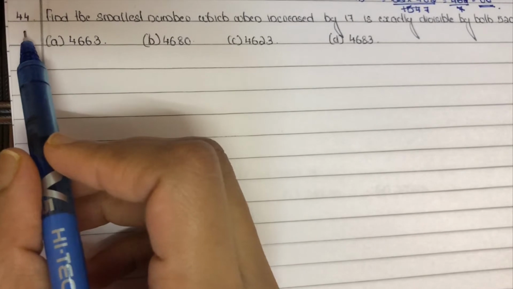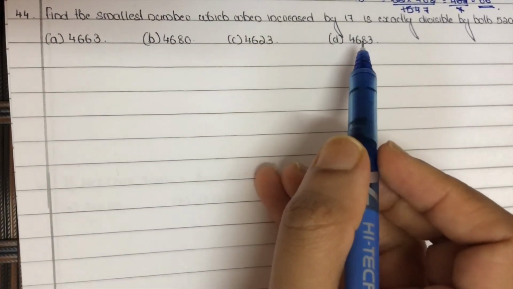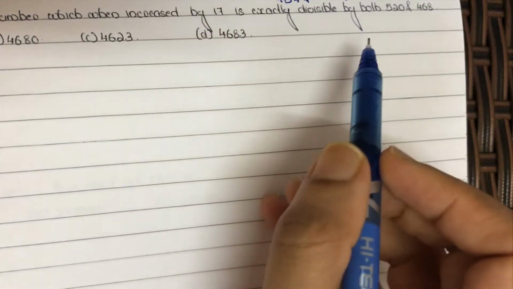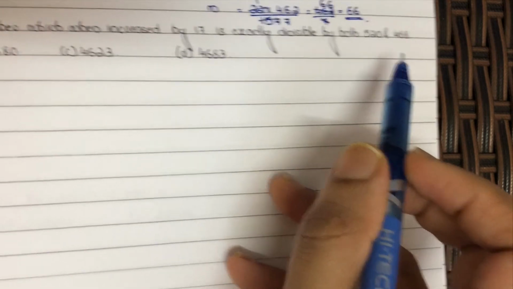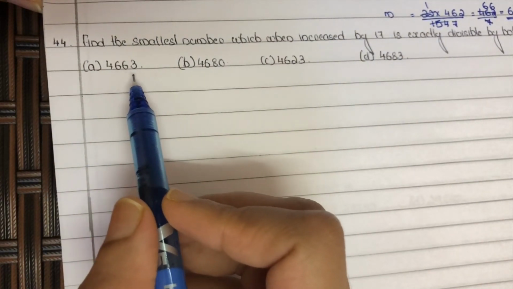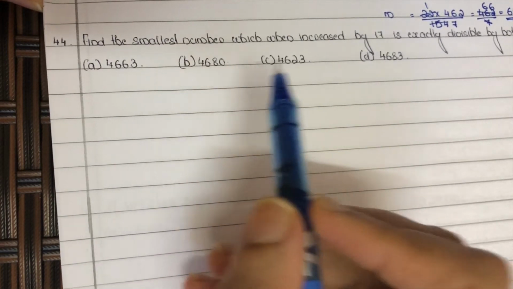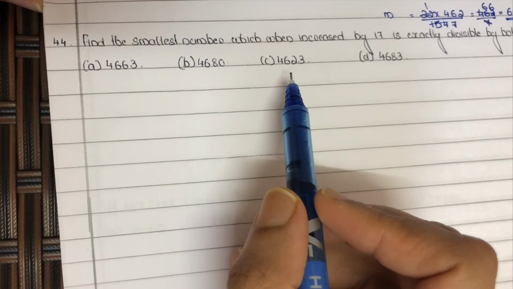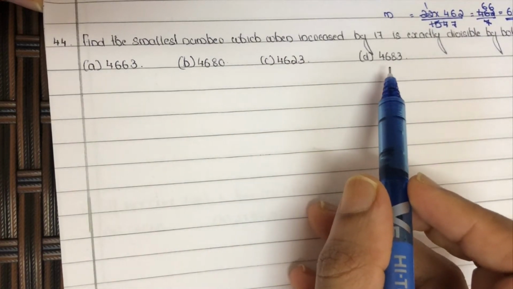Question number 44. Find the smallest number which when increased by 17 is exactly divisible by both 520 and 468. Option A 4663, option B 4680, option C 4623, option D 4683.